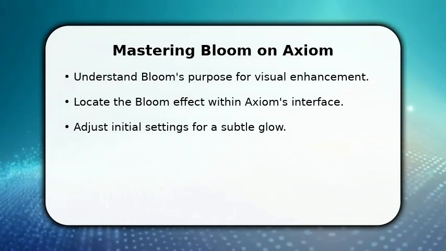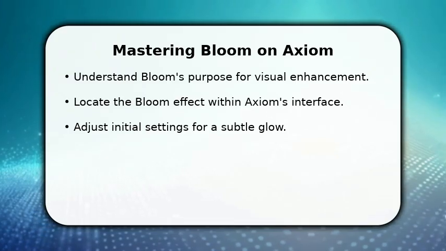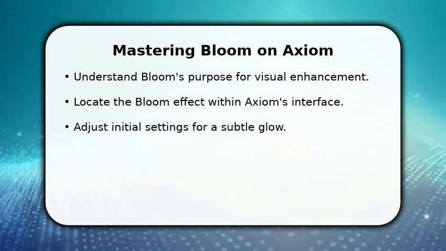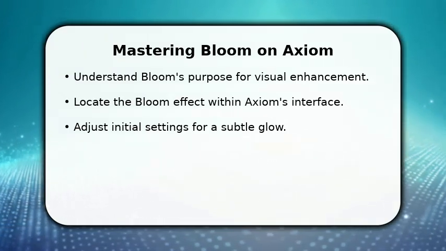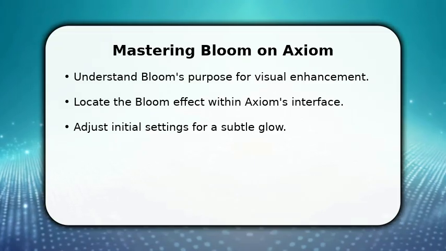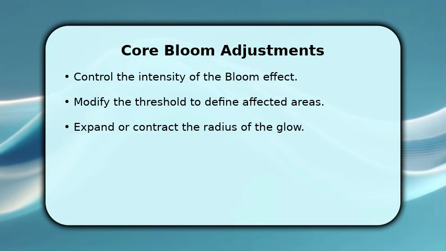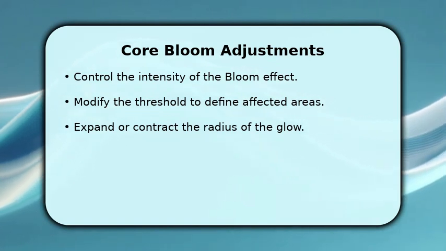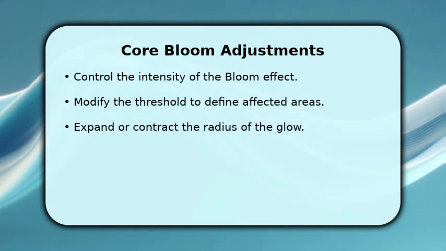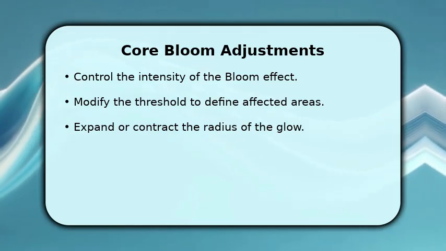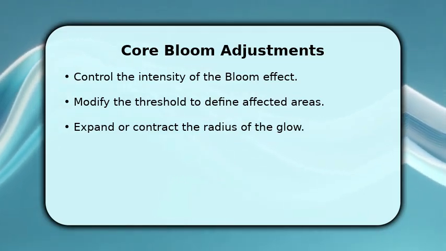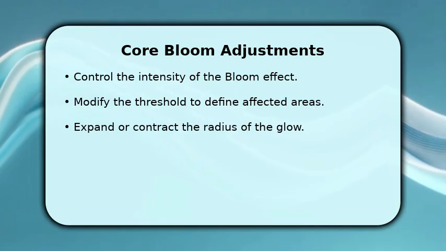Start with a low intensity setting, perhaps around 0.1, to introduce a subtle, soft glow to your scene. This initial step lays the groundwork for enhancing your visuals. Once Bloom is active, you will want to fine-tune its core parameters. The intensity slider dictates how bright the glow appears. A value between 0.5 and 1.5 is often a good starting point.